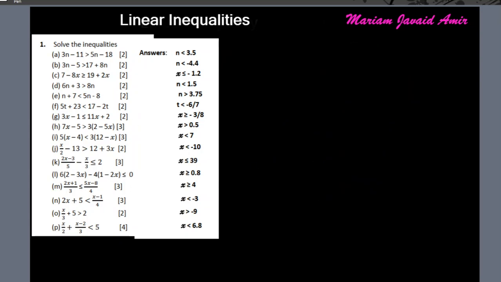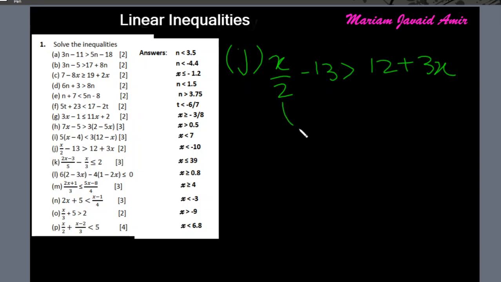Next is part J. X over 2 minus 13 greater than 12 plus 3x. So I'll take 13 to the other side. In fact, I'll take half x to the other side so that I get a positive coefficient of x, and bring 12 to this side.